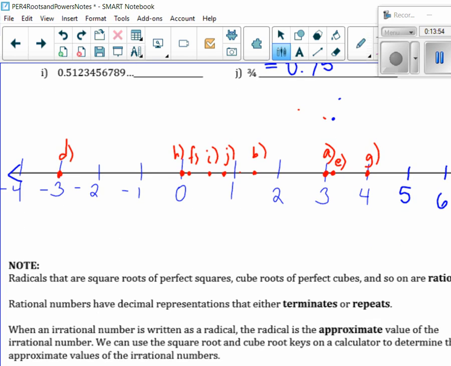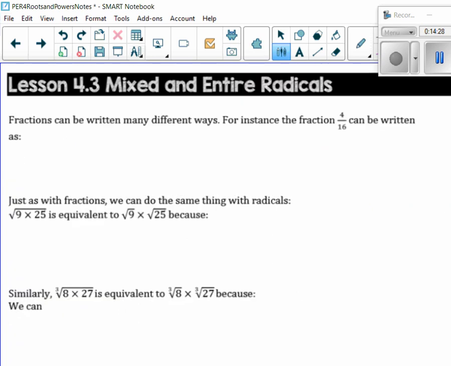Okay. So it says, note, radicals that are square roots of perfect squares, cube roots of perfect cubes, and so on, are rational. Rational numbers have decimal representations that either terminate or repeat. When an irrational number is written as a radical, the radical is an approximate. Yesterday or Friday's class we went over exact versus approximate value of the irrational number. We can use square root and cube root keys on the calculator to determine approximate values of irrational numbers. Okay.